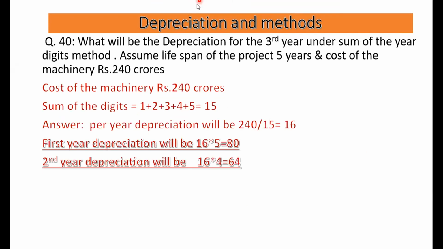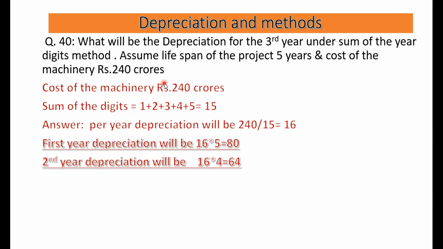Now you see the question. Cost of the machinery 240 crores, easy friends. And the project is going to be 5 years. So what is the depreciation under another method, because that also they are asking? Under sum of the years digit method, first year 1, second year 2, 1 plus 2 plus 3, 4, 5: 3, 6, 10, 15 you will get.